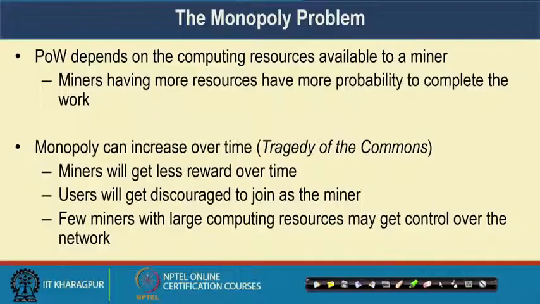So, in that way, only the miners with huge amounts of computing resources will, over time, get control over the Bitcoin network. This particular problem we call the monopoly problem, which is a shortcoming of the proof of work based system.